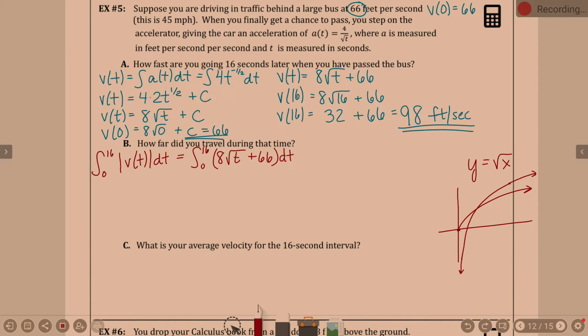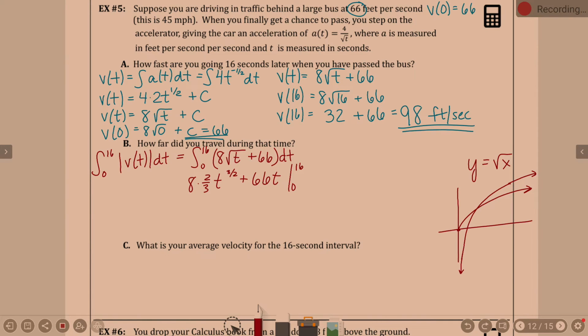Integrate. I think I did a crazy thing and integrated by hand. Oh, it's 8 square root of t, so that's 8 times t to the 1/2. Add 1 to the power, it's 3/2. Dividing by 3/2 is multiplying by 2/3. Plus the integral of 66 is 66t, evaluated from 0 to 16.